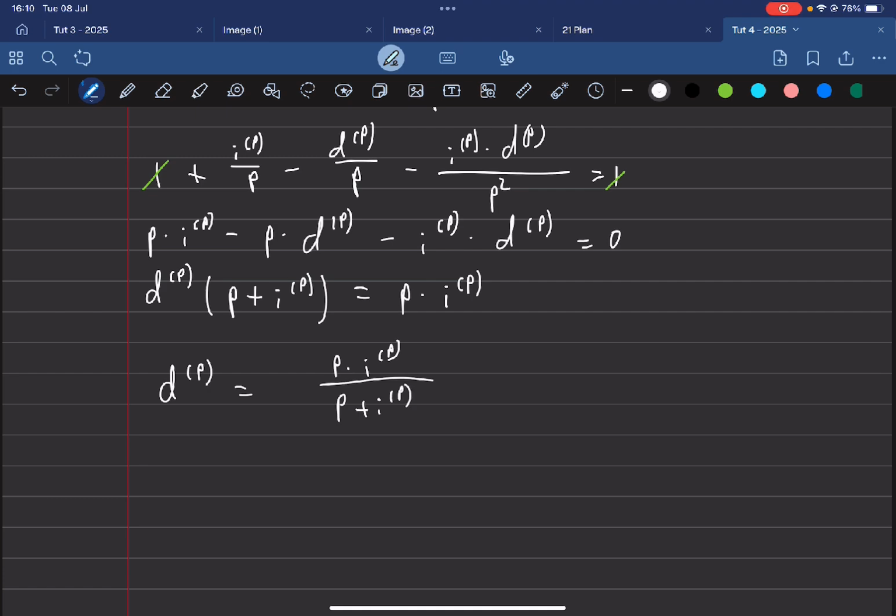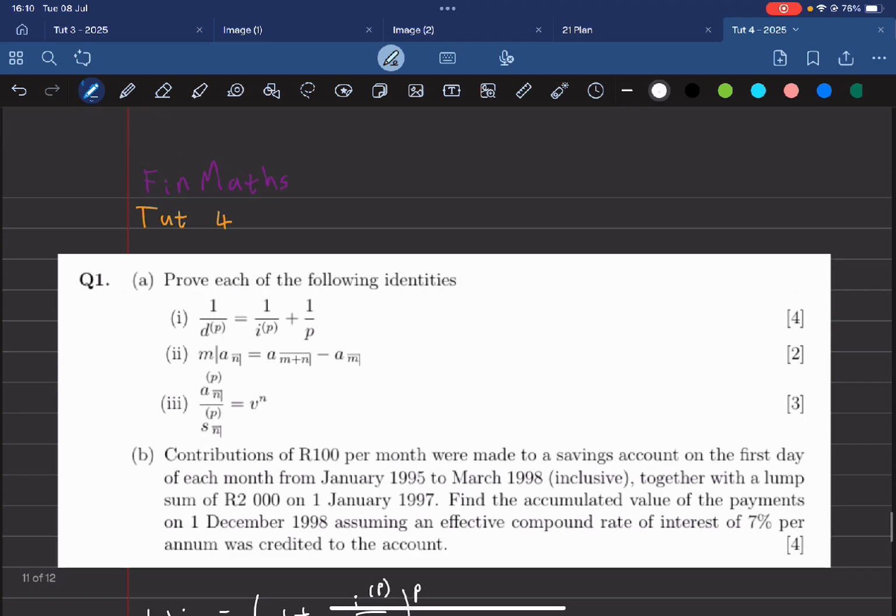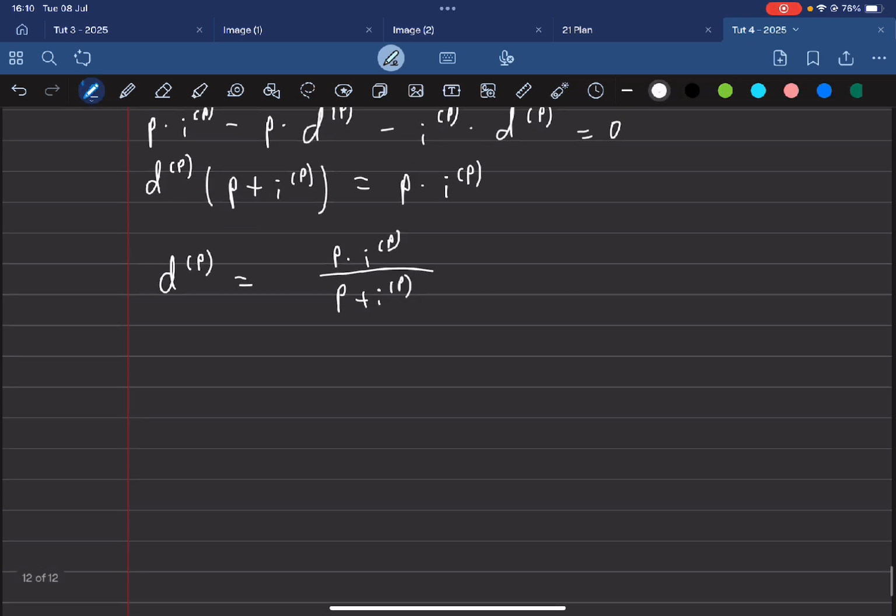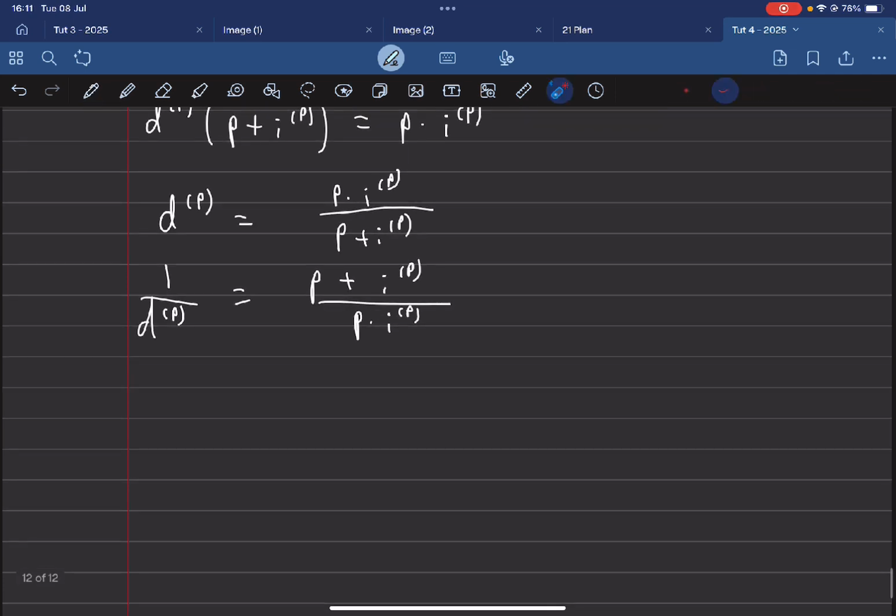Okay. And if we go back to what we're trying to prove, we want 1 over dp. So I'm just going to do 1 over both sides. So I'm going to flip both sides. So 1 over dp is equal to p plus ip over p times ip. This is really good. And now, since this top is split, we can split it up quite easily.